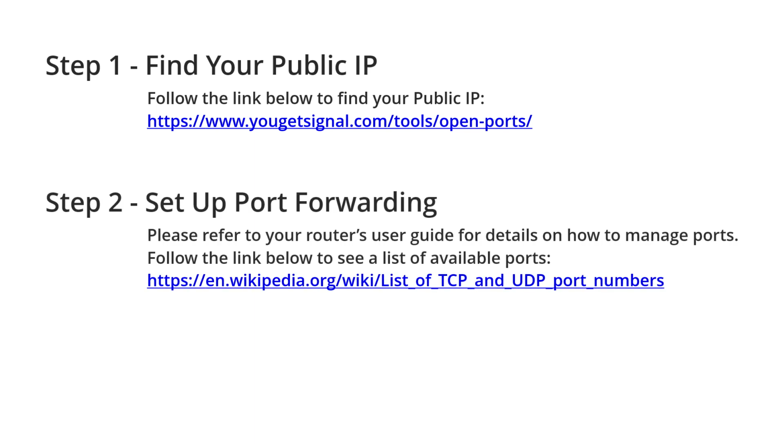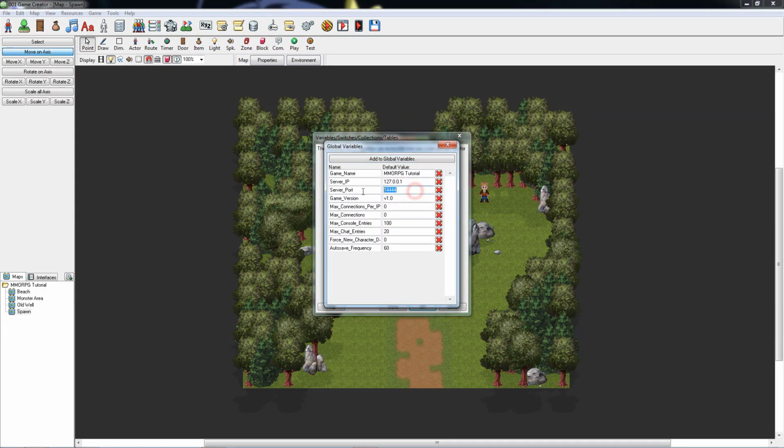Ports are limited, with only 65,535 available to choose from, many of which are already being used by other software applications or other machines connected to your local network. In order to find a port that's currently not in use, you'll need to use your router's user interface. Please refer to your router's user guide for details on how to manage ports. We recommend checking out the list of used ports linked in the description of this video to see which ports are available. Once a port has been found, set the server port global variable to this value.